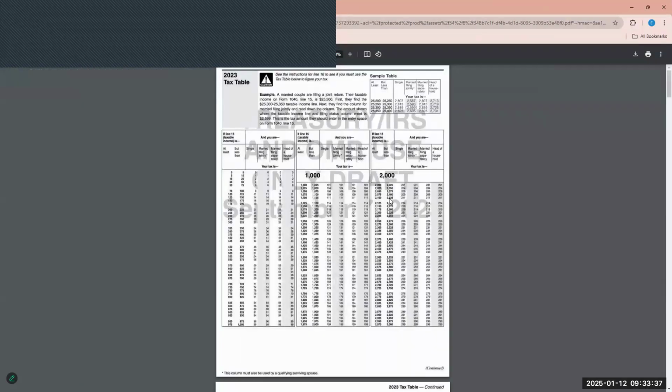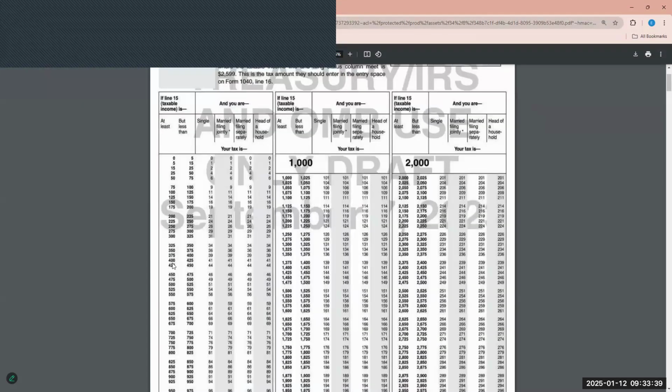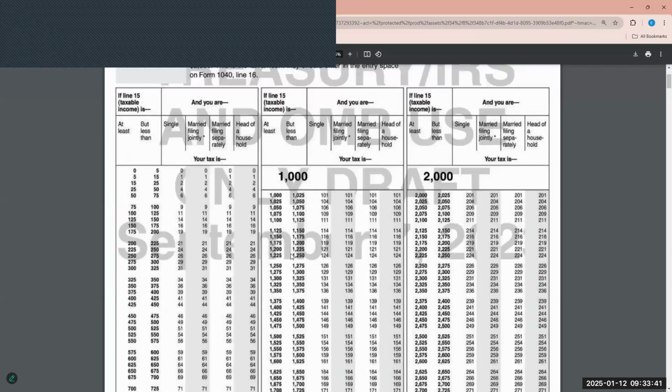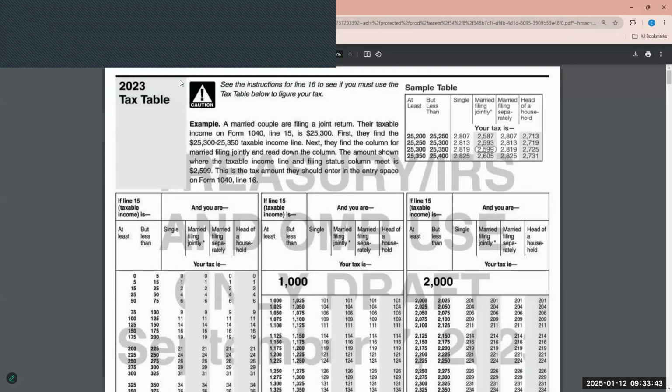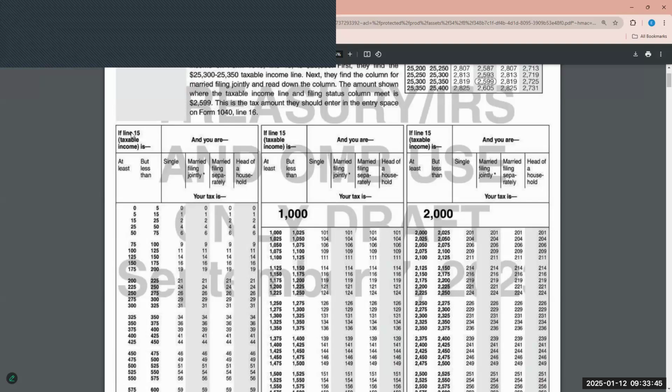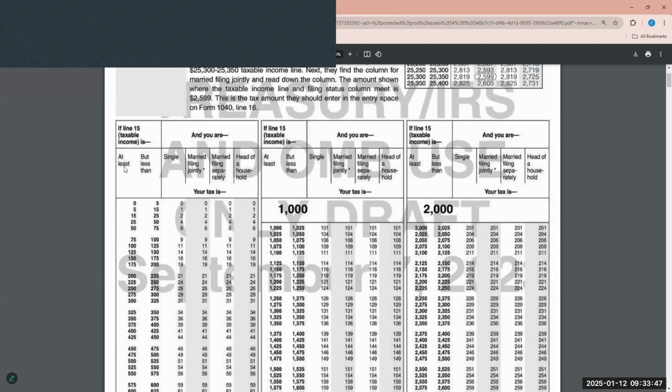So I'm going to make this bigger. So we know the taxable income is 37,250. How this table works, essentially, it says if line 15, which is taxable income, is at least but less than, and you are one of the 5 filing statuses: single, married filing joint, married filing separate, head of household, and we know married filing joint, these tax rates also apply to qualifying widower.